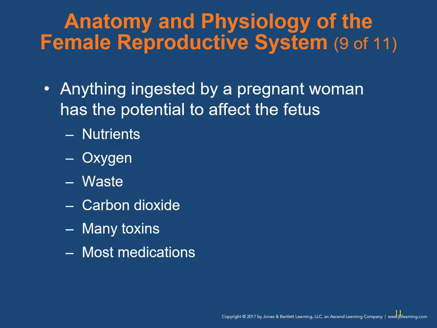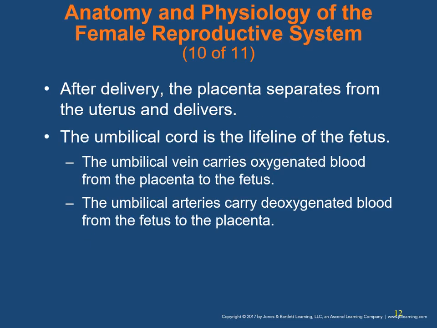Anything ingested by a pregnant woman has a potential to affect the fetus, including nutrients, oxygen, waste, carbon dioxide, many toxins, and most medications. After delivery, the placenta separates from the uterus and is delivered.